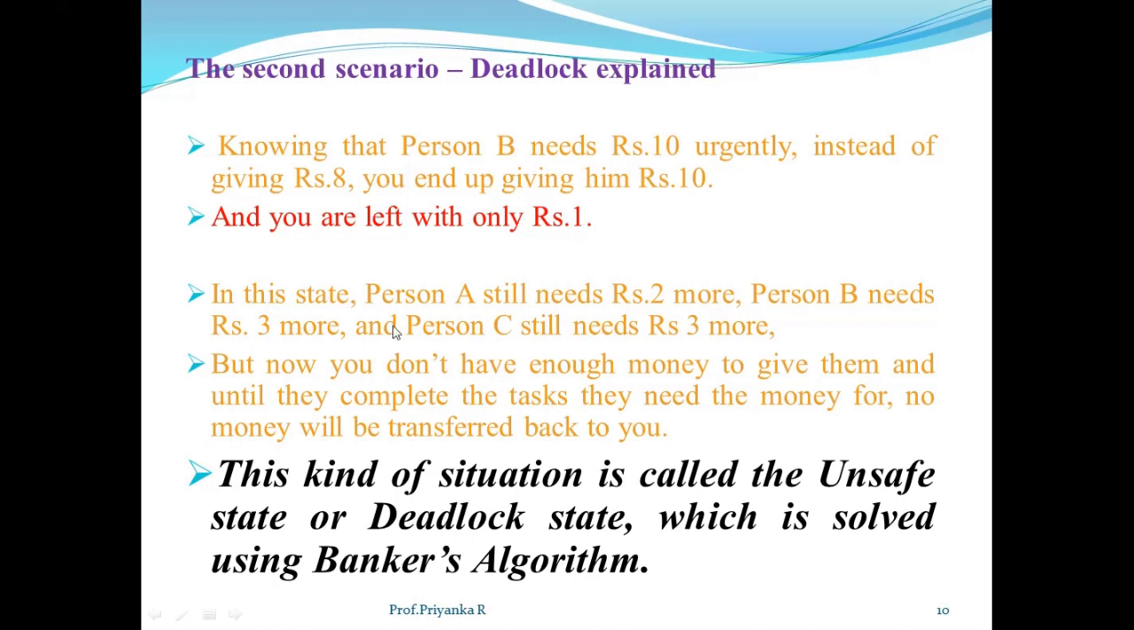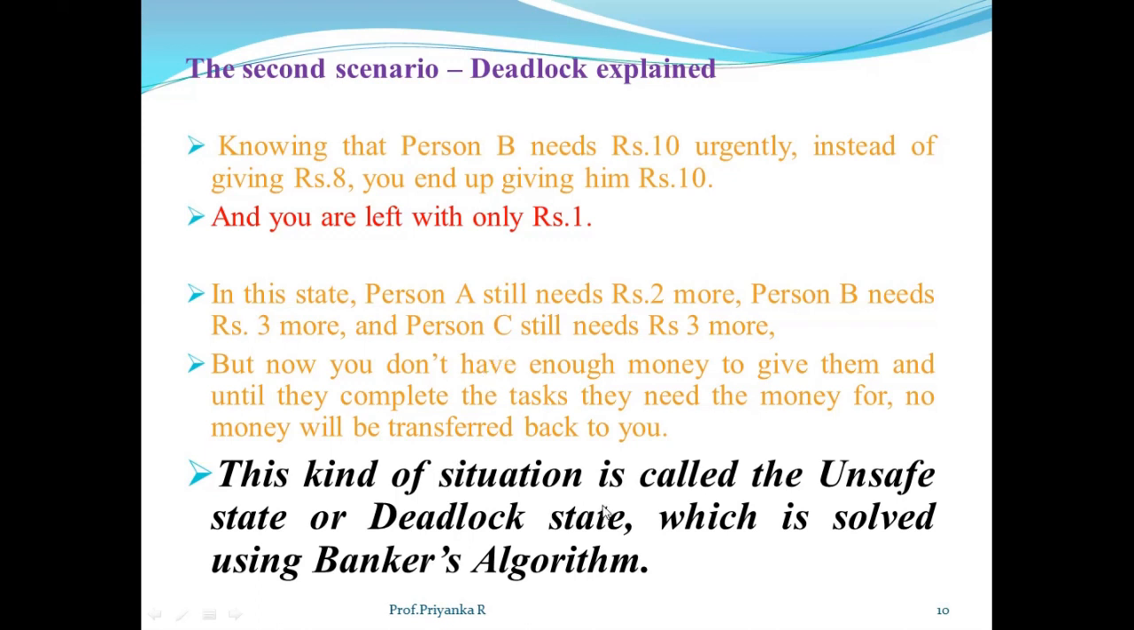In this particular state, person A needs 2 more rupees, person B needs 3 more rupees, and person C needs 3 more rupees. Neither of the processes can be satisfied in this condition because we only have a resource of 1. You don't have enough money to give them, and until they complete the task they need the money for, no money will be transferred back to you. This scenario, where you are not left with any resources in hand to satisfy any of the processes until a process deallocates its resources, is called the deadlock condition.